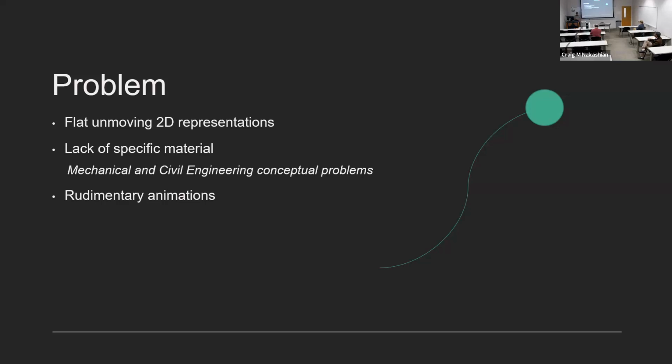Often things don't meet at right angles like we want them to. And often a 2D piece of paper can't offer the depth that we need to understand that problem completely. So we have a lack of specific material. There's a lot of material out there in 3D, in animation, but there's a lack of specific material given the problems that we have in our current textbooks.